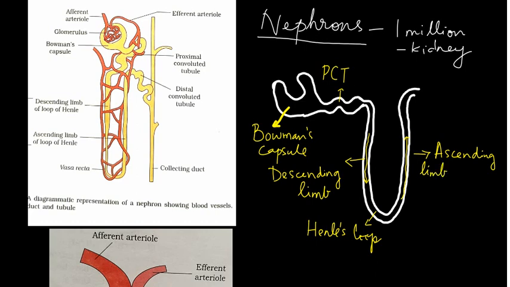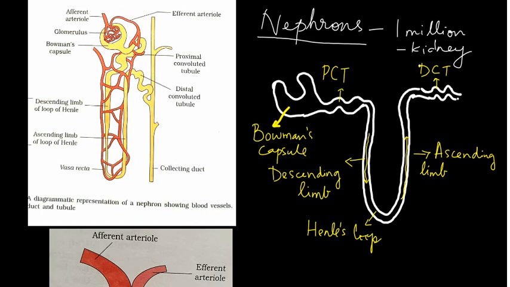After Henle's loop, the next portion is again a coiled portion which is called the distal convoluted tubule. Distal convoluted tubule. Followed by the distal convoluted tubule.